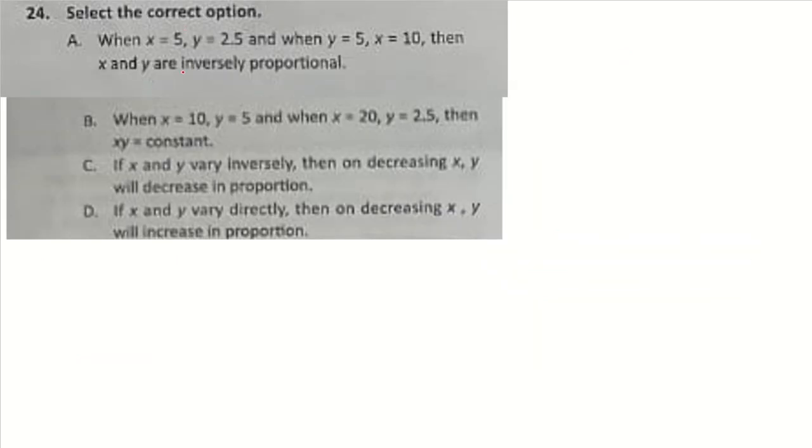Select the correct option. When x is 5, y is 2.5, and when y is 5, x is 10, then x and y are inversely proportional. This is false, because y is increasing and x is also increasing, so they cannot be inversely proportional. When x is 10, y is 5, and when x is 20, y is 2.5, then xy is constant. 10 into 5 is 50, 20 into 2.5 is 50. This is the correct answer.